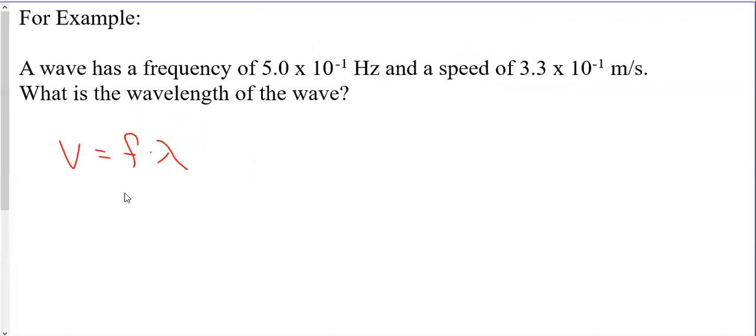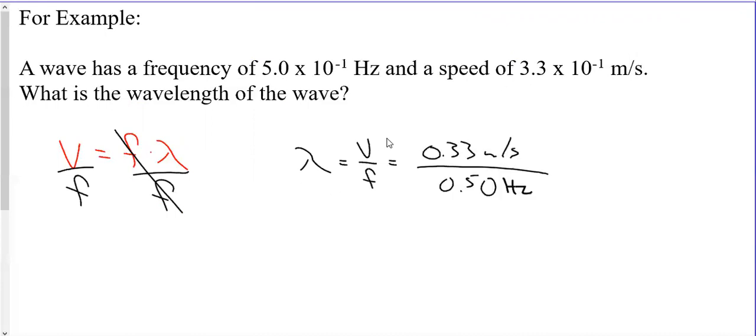Now we're looking for the wavelength. The way this equation is written, that's not really what we want. So we have to manipulate the equation. First thing we need to do is get the wavelength by itself. In order to do that, we have to divide by the frequency. So if you divide by the frequency, both sides, so what you do to one side, you have to do the other. Your frequency cancels out and you're left over with an equation for wavelength to be your speed divided by your frequency. So once you get that far, it's just a matter of punching in your numbers.